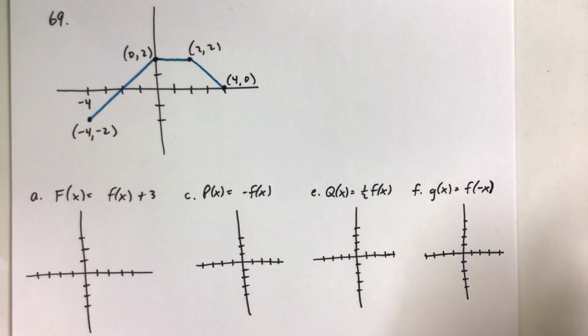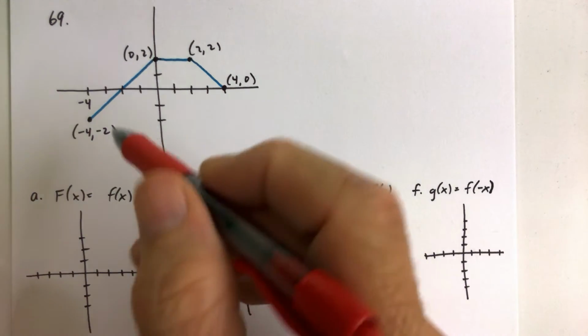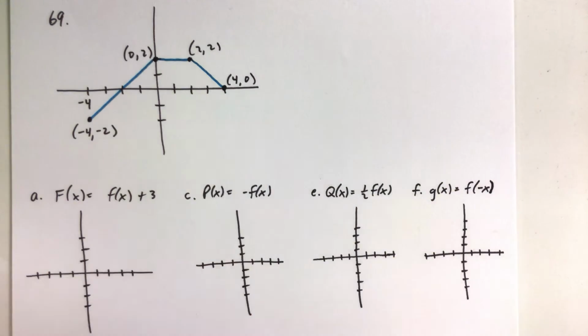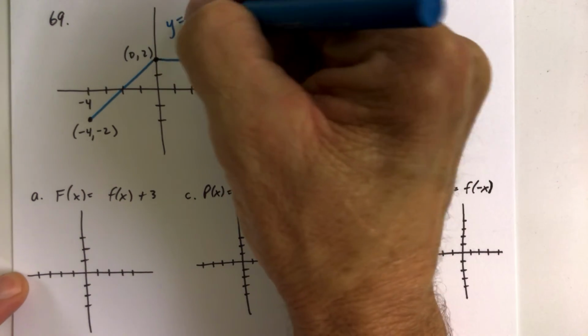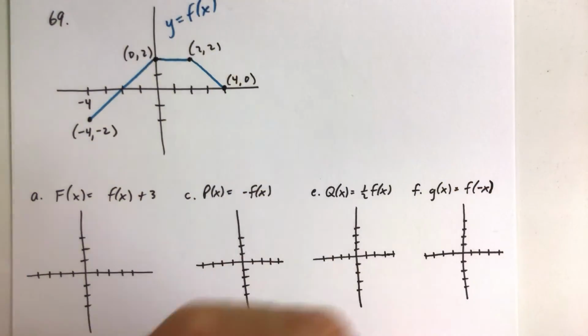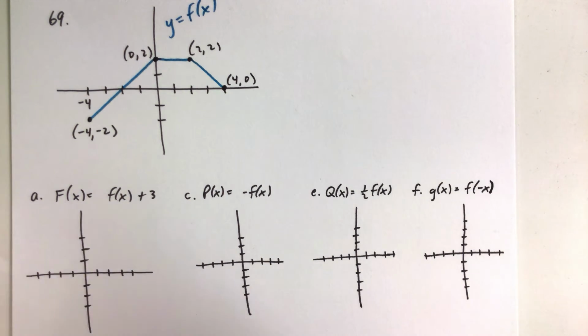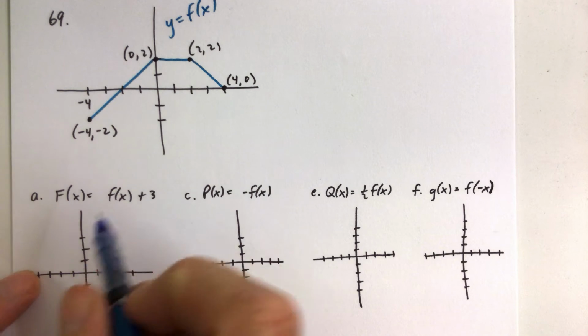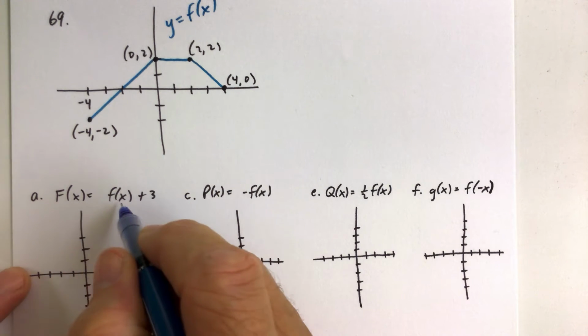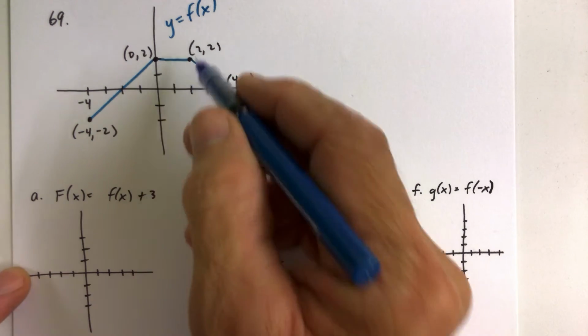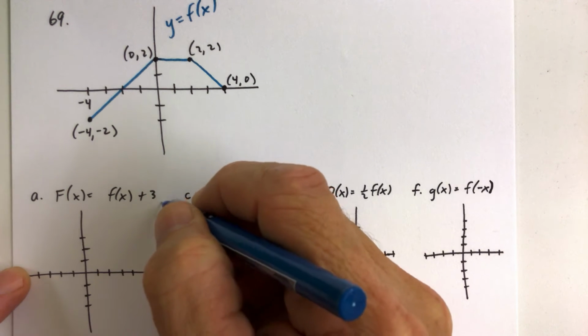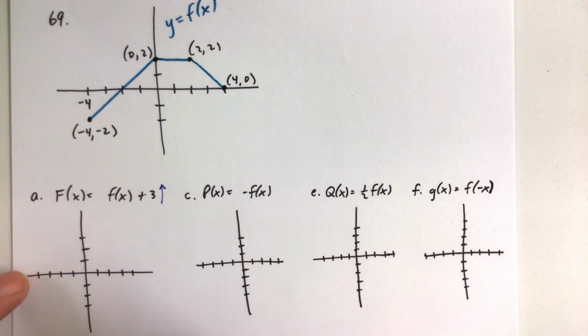For problem number 69, we're supposed to take the graph of f of x that's given. So this is the graph of f of x. And we're supposed to transform the graph based on what it tells us to do. So down here in part A, capital F of x is defined to be f of x, the current graph, plus 3. And we know that that means we go up 3.